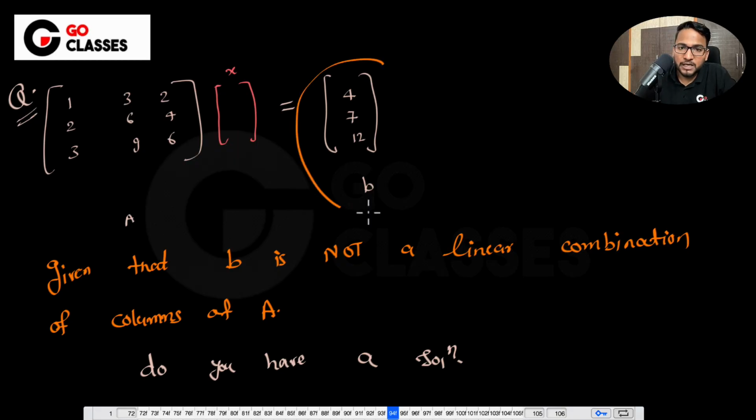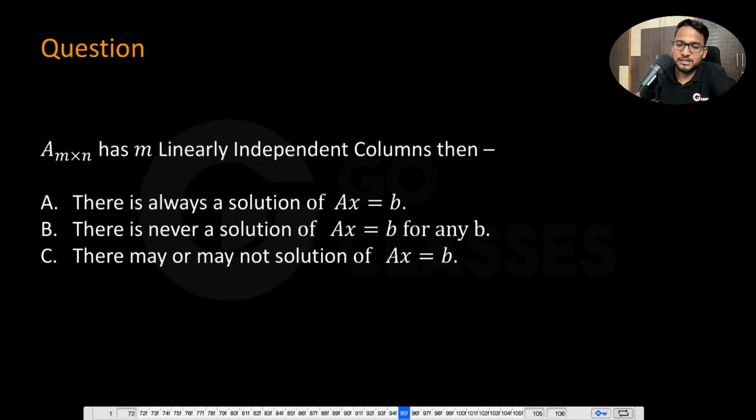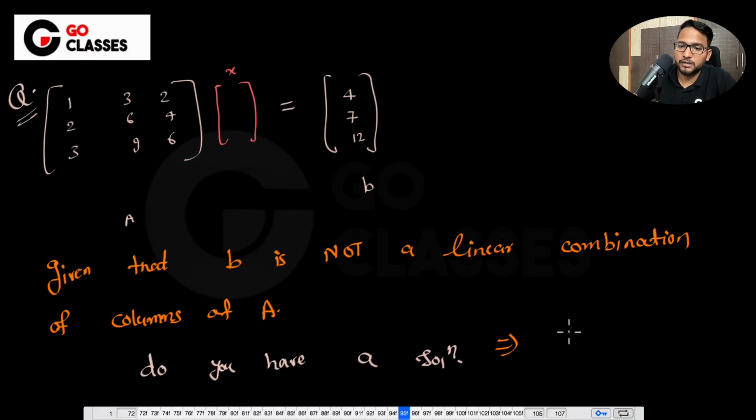Now, if this B is not a linear combination of columns of A, which means that it is given, right? If you cannot get this B as a linear combination of columns of A, that's why this X does not exist. So do you have the solution? Then the answer is never ever. The answer is not just no; you can say no, but the feeling is like never ever. If B is not a linear combination of A, then you can never ever get the solution.